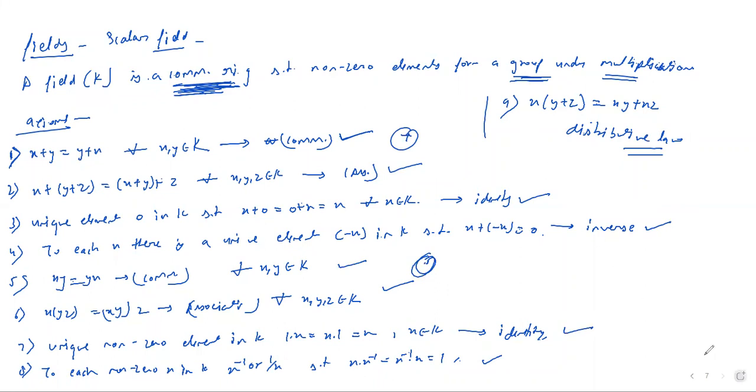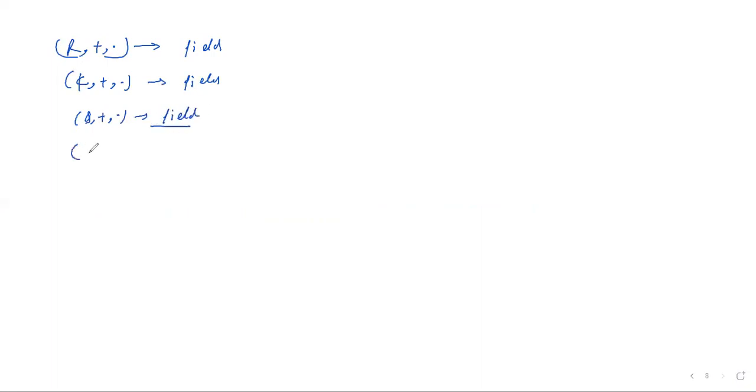Okay, let's see that the set of real numbers with plus and dot is a field. The set of complex numbers with the operations of addition and multiplication also forms a field. Similarly, the set of rationals is also a field. But if I'm talking about the set of integers, then it is not a field.